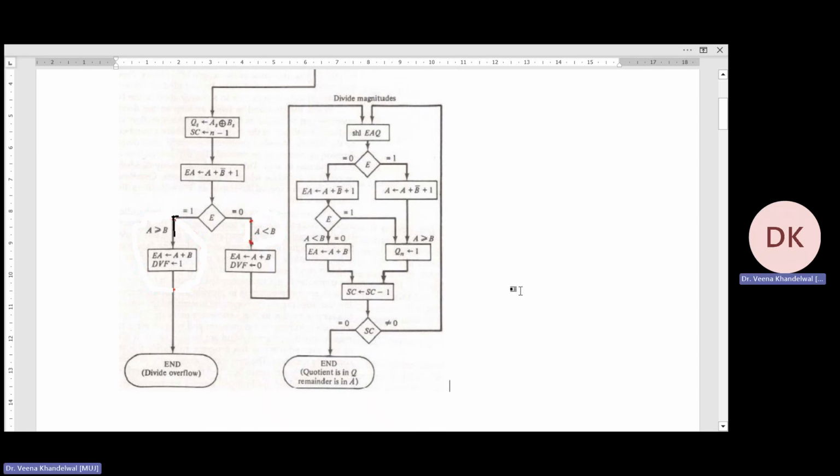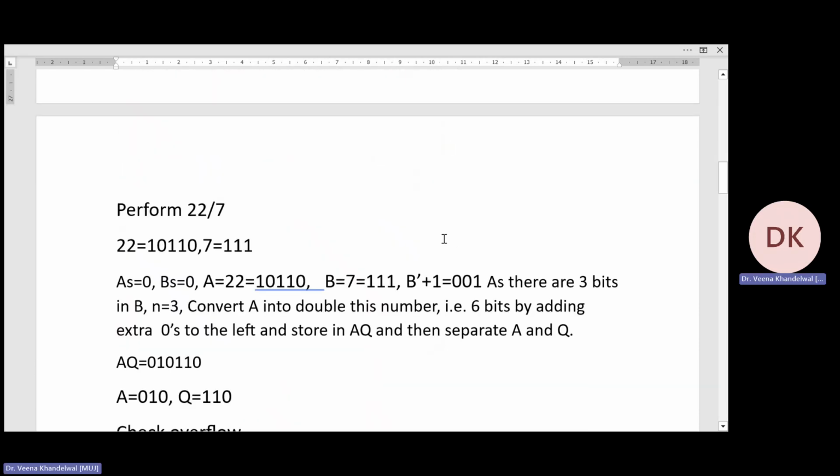Now let us understand this algorithm with the help of an example. So first of all, suppose we have to perform 22 by 7. So this is our quotient, this is our dividend, and this is our divisor. First of all, we write the binary code of the dividend and the divisor. So binary code of 22 is 10110, and for 7 it is 111. Now since both the numbers are positive, sign of A is 0, sign of B is 0.